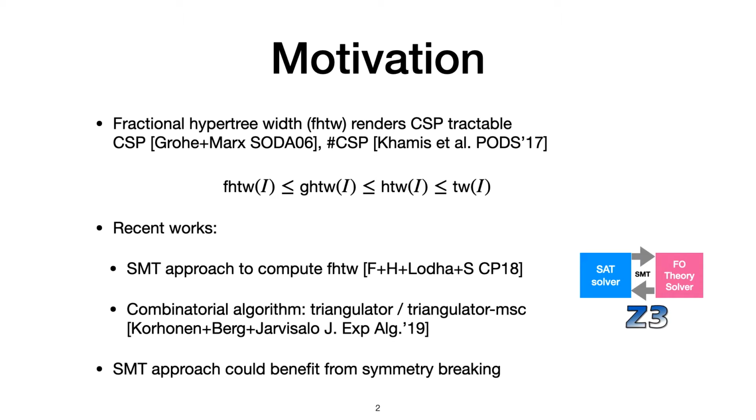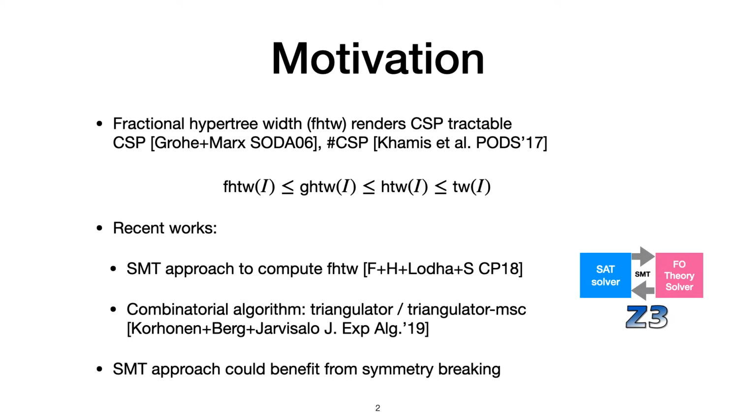Recent works have considered the computation of the measure, and one approach formulates an SMT encoding, so satisfiability modulo theories, that determines the width and provides a practical implementation called FRA-SMT. Another approach implements a combinatorial algorithm into a solver called Triangulator, and a latest version called Triangulator MSC. The solver is quite successful on many hypergraphs and solves most of the instances quite fast. The success of Triangulator drove us to the question whether one can improve the SMT approach further.